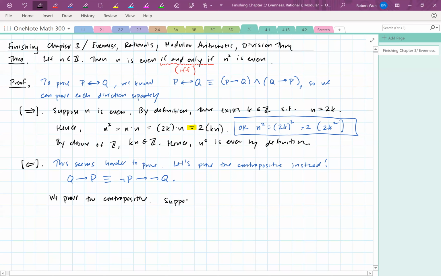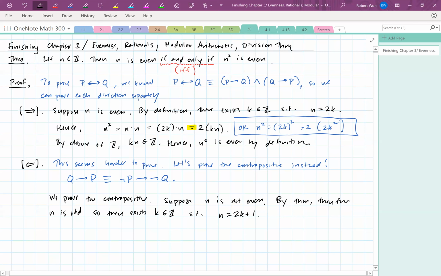So suppose that n is not even. Well, we proved that every integer is even or odd, but not both. Which means that if n is not even, n's got to be odd. By theorem, therefore n is odd. So by definition, there exists an integer k such that n equals 2k plus 1. That's what it means to be odd.